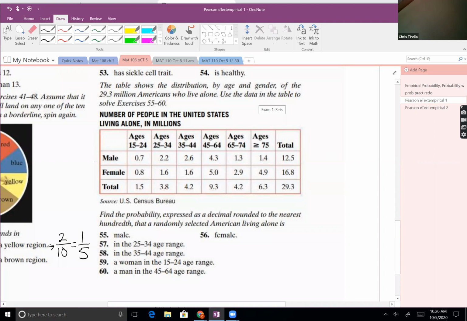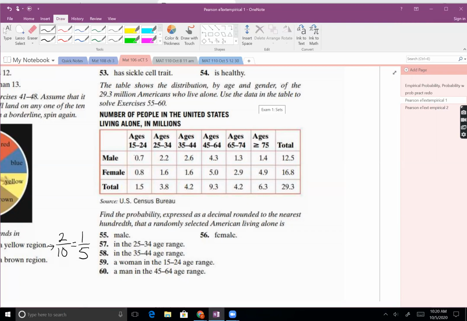As we read the table, can everybody see that there's a total of 12.5 million males, a total of 16.8 million females, and a total of 1.5 million people who live alone in the age group from 15 to 24? Everybody reads it as 0.8 million females, 0.7 males, and so on. Everybody with me so far?